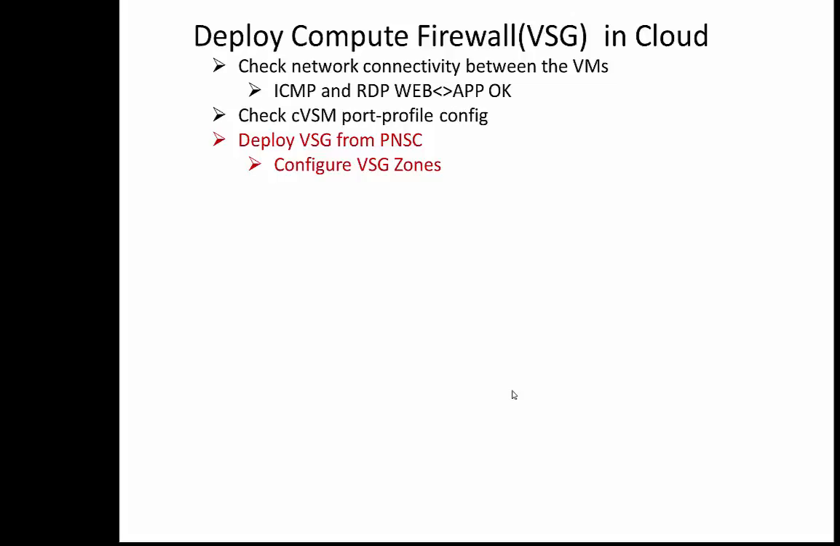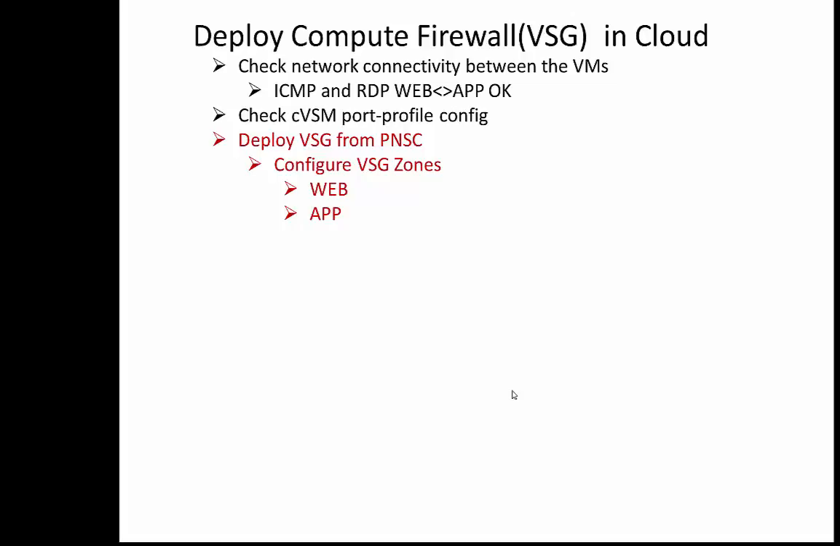So the first thing is it works on the concept of zones. We'll make two zones, one is web and one is app. It's pretty much nothing but naming of the VM. If the name has web, it's in the web zone. If there's app, it'll be in the app zone, and I named the VMs accordingly.